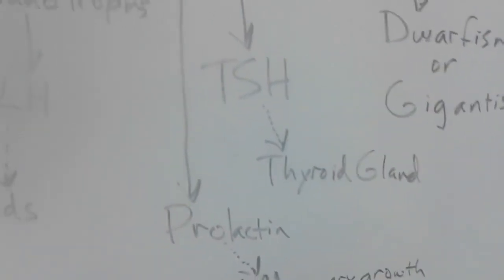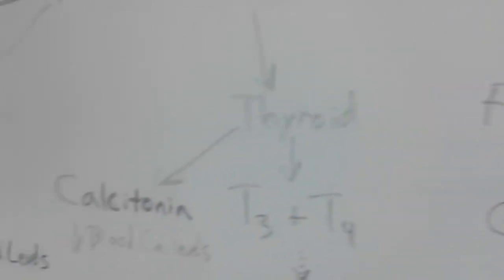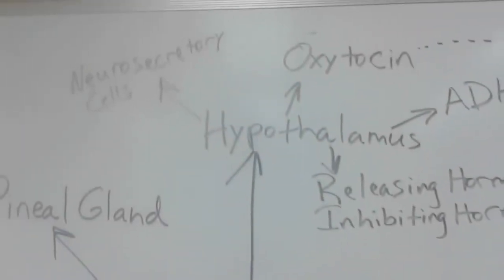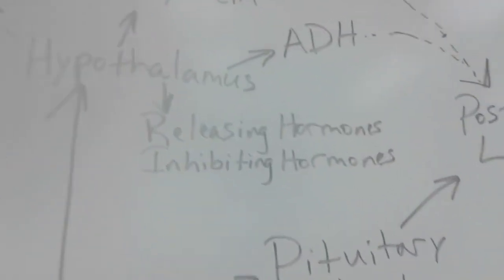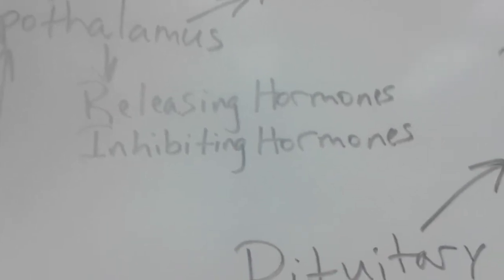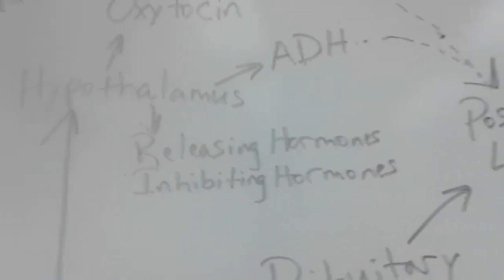And I noticed that it's not here on this side of the board. It's actually over here on this side of the board. And we'll talk about that in a moment. So inhibiting hormones do exactly what you think they would do. They inhibit things from happening. And so that's why it's called an inhibiting hormone.